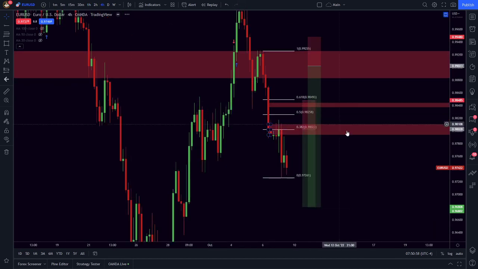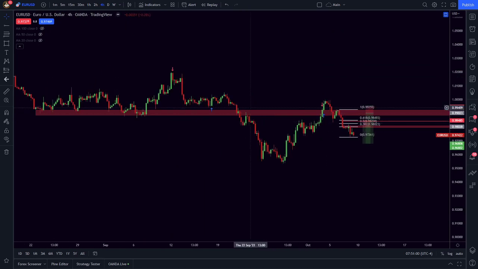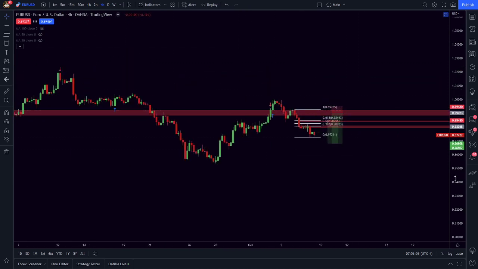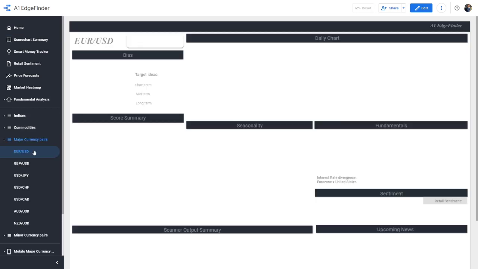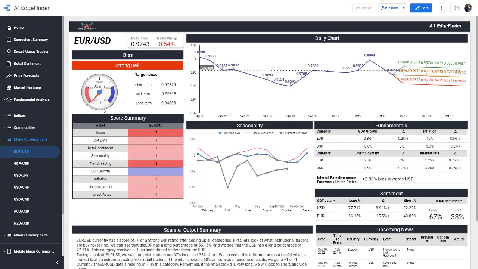So if I'm looking at the 4-hour chart, like I said, I like this thing to the downside based on the higher time frame trend. I also like this thing because on the Edge Finder we have a very strong sell rating for the EUR/USD. Take a look at the strong sell, -7, and almost every category printing a red color showing bearishness for the euro dollar.